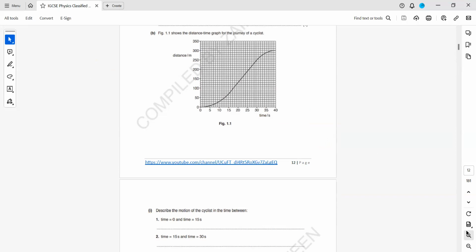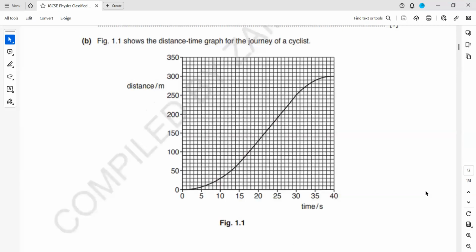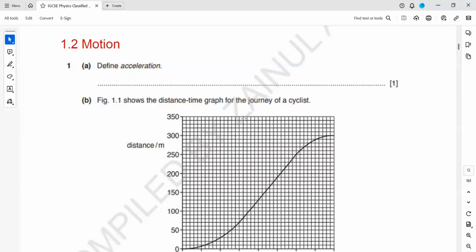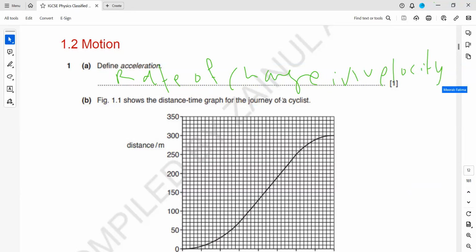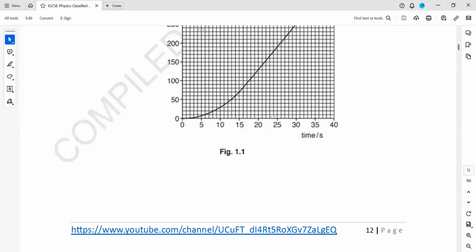Okay. Then we have the next question. Define acceleration. You can annotate on the screen to define acceleration. Acceleration is the rate of change in speed, or increase in speed per unit time. So, rate of change in velocity. Yeah, velocity is the right term, because acceleration occurs even when only the direction changes. Speed does not change, but the object is accelerating when it moves in a circular path.